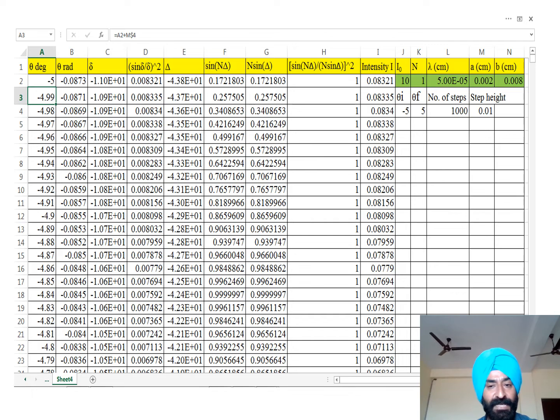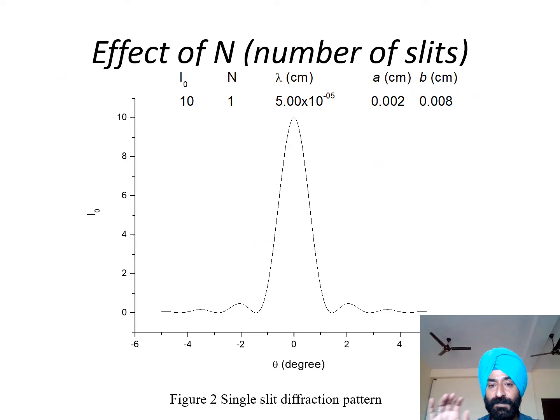You can take any value of the intensity I naught, you can vary the number of slits, the wavelength is in your hands, you can vary the slit width and the slit spacing, the theta values, theta initial and theta final, number of steps and step height to vary the theta value. We find that when n is 1, this is a single slit diffraction pattern. Interference term is not contributing here, as the numerator and denominator become almost the same and get cancelled out, only the diffraction term is there.